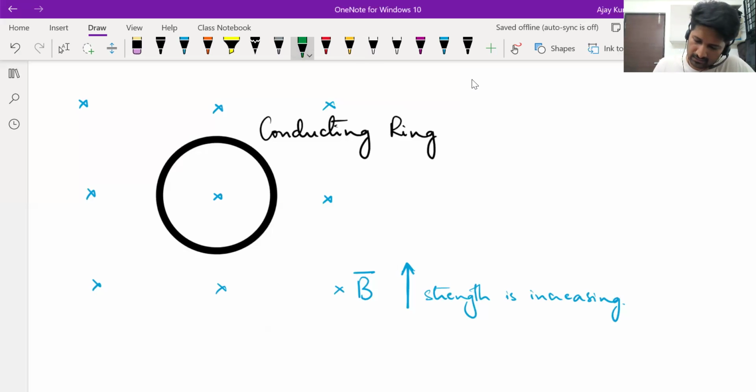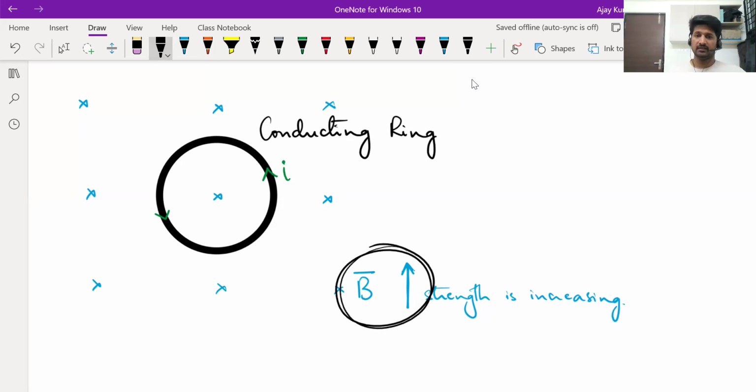So in this ring, the current flows this way, anti-clockwise. Now listen, all of you. For current to flow anti-clockwise, there must be an electric field generated. Electric field is what makes current flow in a conductor, right? Potential difference means electric field only. So basically, this magnetic field, whose strength is increasing, is producing an electric field. That is how it is able to drive that current.